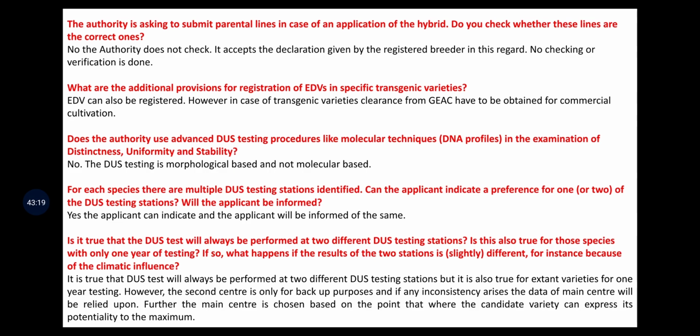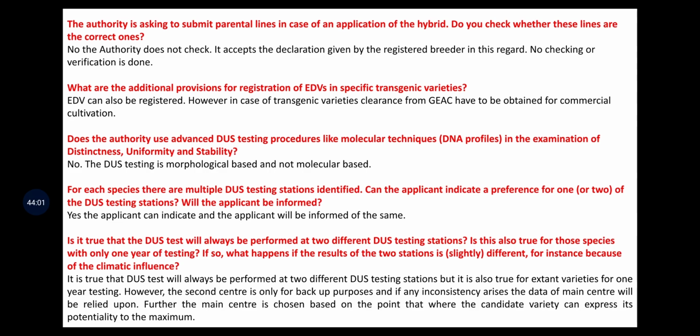The authority is asking to submit parental lines in case of an application of a hybrid. Do you check whether these lines are the correct ones? No, the authority does not check. It accepts the declaration given by the registered breeder. In this regard, no checking and verification is done. Additional provisions for registration of essentially derived varieties in specific transgenic varieties: essentially derived varieties can also be registered. However, in case of transgenic varieties, clearance from the Genetic Engineering Appraisal Committee has to be obtained for commercial cultivation.